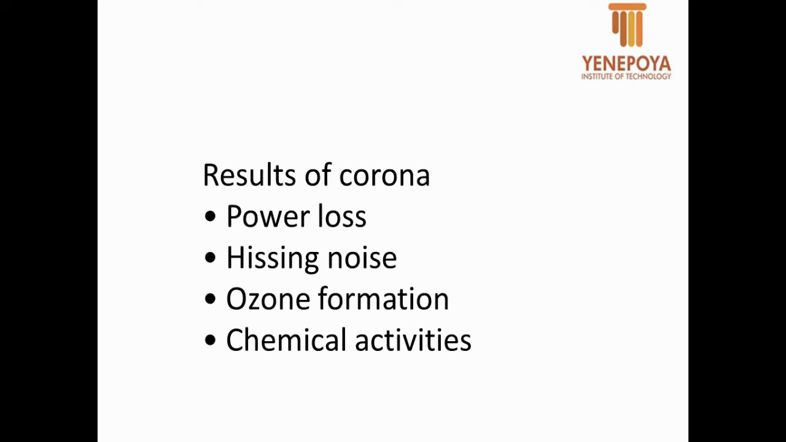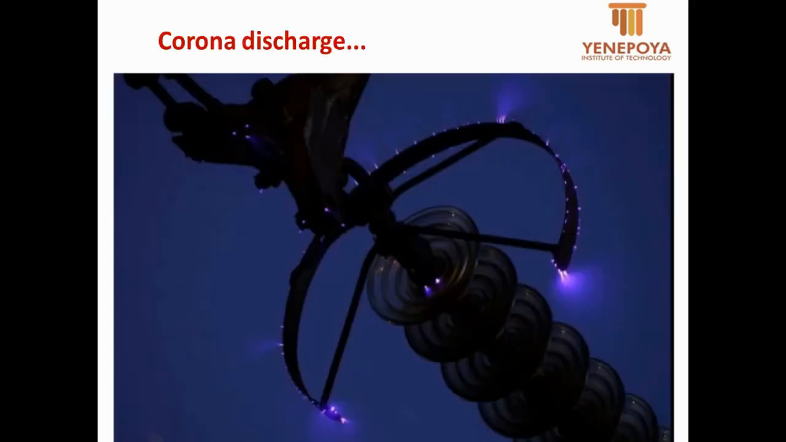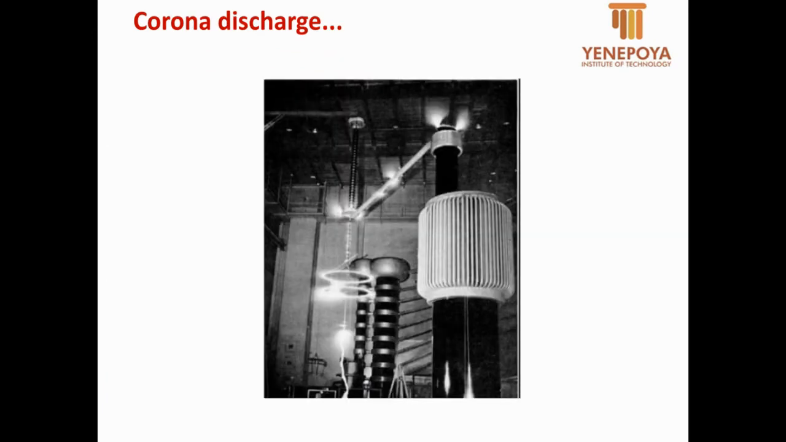Result of corona: power loss occurs. There is a hissing noise, ozone formation, and the chances of chemical activities. This is what corona discharge is. Here, bluish light is visible. This is an insulator, and it occurs at the sharp points. Here also you can observe the corona discharge, and all the bluish light.